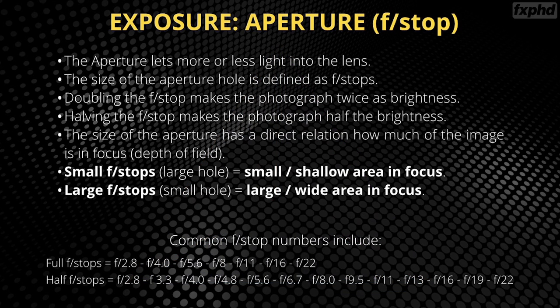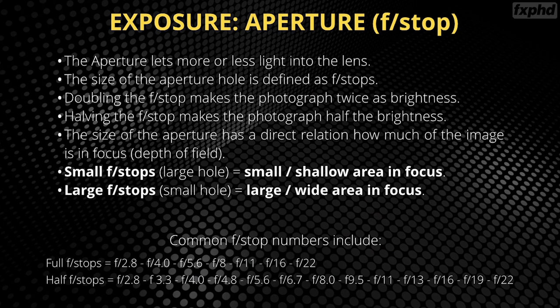The aperture lets more or less light into the lens itself, and the size of the aperture hole is defined as f-stops. Now you can also have t-stops, which are very similar to f-stops, but they are a little bit more technical in that they take into consideration the glass. But an f-stop is simply how big the hole is. Now, if you double the size of the f-stop, you basically get twice as much brightness. And if you halve the f-stop, it makes the photo half as bright. The size of the aperture has a direct relationship on how much of the image is in focus. So adjusting the aperture affects the depth of field.